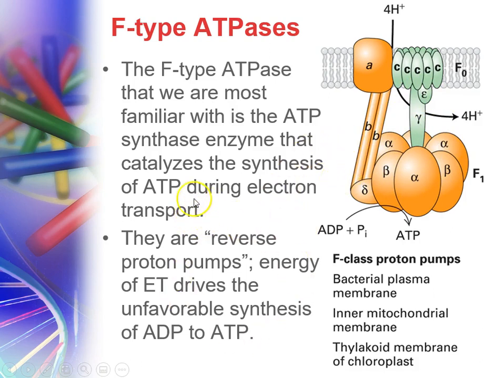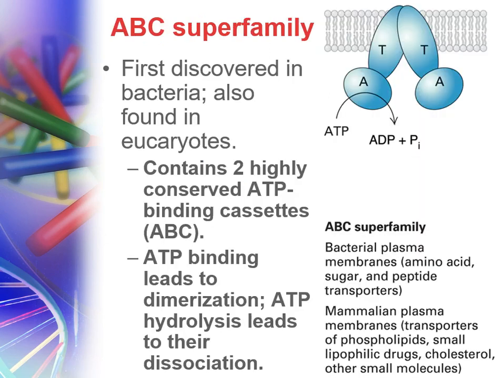So one author calls this a reverse proton pump, because what it's doing is it's taking the protons pumped out through complexes 1, 3, and 4 in electron transport and bringing them back in, and that drives the synthesis of ADP to ATP, which is energy requiring. So those protons, that proton gradient that is established by electron transport is the energy reservoir that drives this ATP synthesis. So that's an F-type ATP synthase.